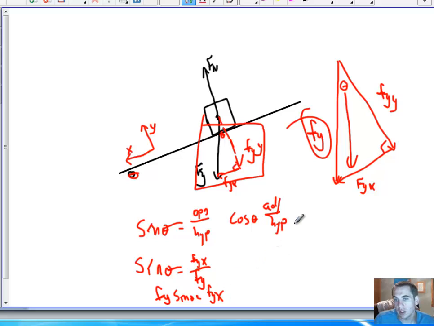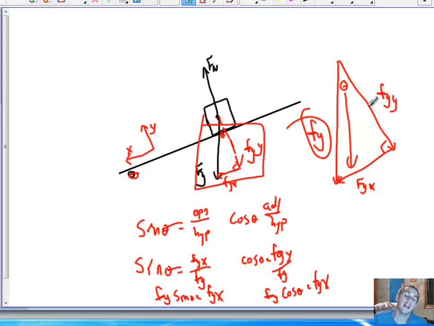Similarly over here, if I want Fgy, I have cosine of theta equals Fgy over Fg, again multiplied by Fg, and Fg cosine theta equals Fgy. And so I've got these two components that I can deal with.